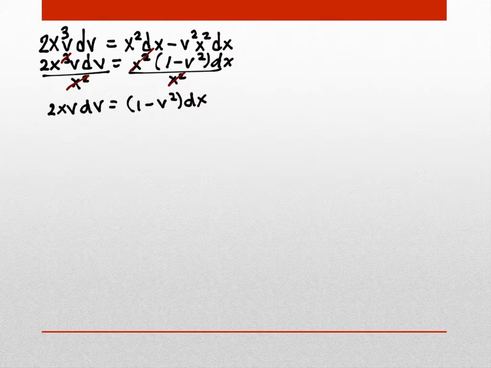I mean, it's considerably cleaner. Can I do the antiderivative? Not yet. Why not? Yeah, I need the variables on the same side. In particular, I need to move the x to the right and the 1 minus v squared to the left. So this is going to be 2v over 1 minus v squared on the left. And this over here on the right is going to be 1 over x dx. And now what?